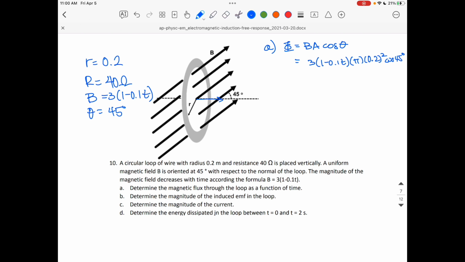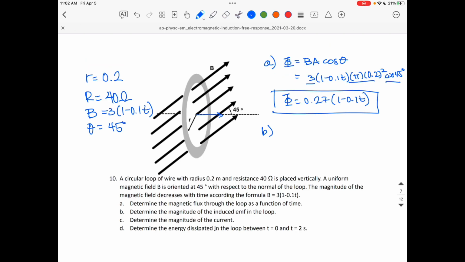If we multiplied all of these constants together, the 3, the pi 0.2 squared, and the cosine 45, we would end up with a flux of 0.27 times (1 minus 0.1 t).